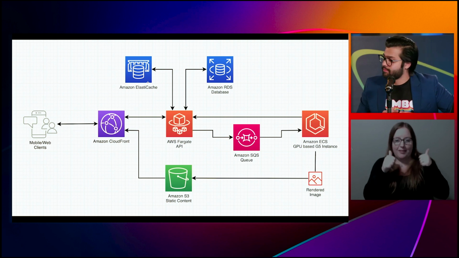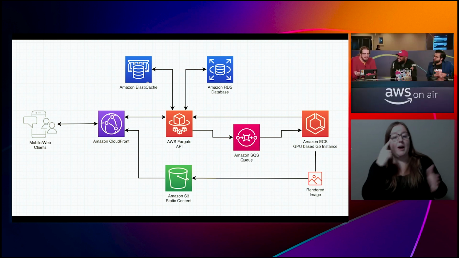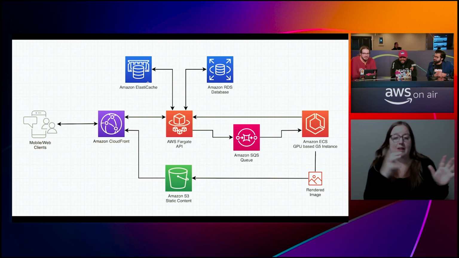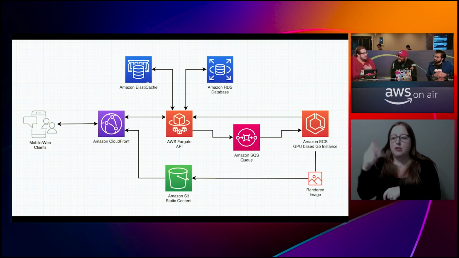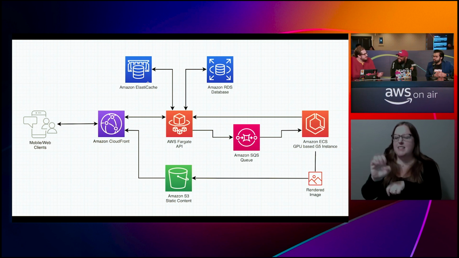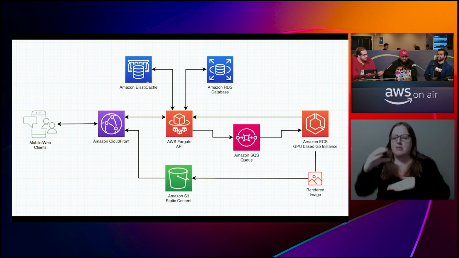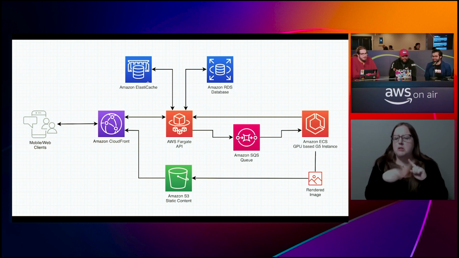I noticed a theme in here. You're using AWS Fargate for containers. You're using Amazon ECS to orchestrate these GPU instances. Tell me a little bit about choosing containers. Why did you choose containers for this architecture? What are the benefits? Yeah, that's a great question.